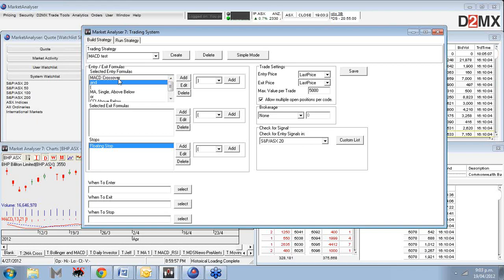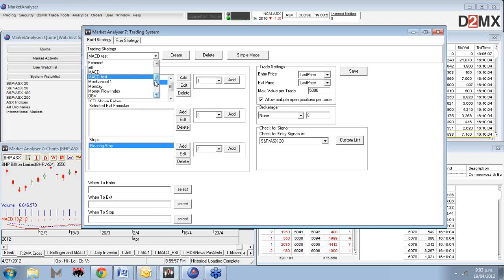But the trading system allows you to test out many, many different ideas and see how they work and see whether there is any value to the particular idea or strategy that you've been talking about or playing with. And you can combine strategies.